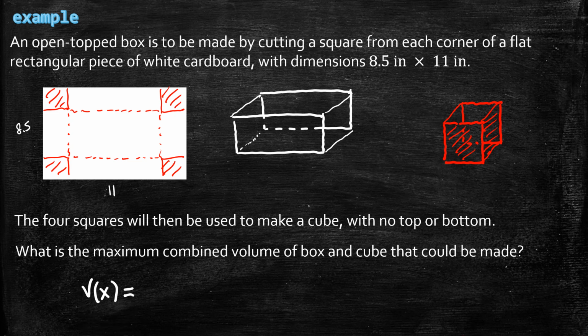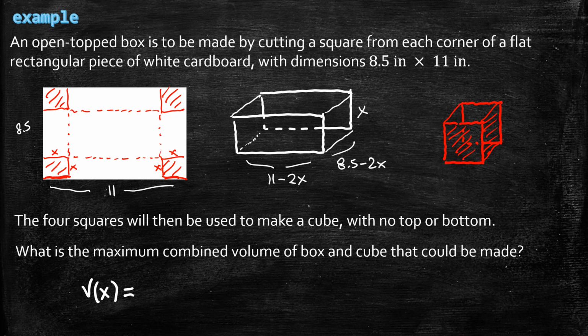So we need to define the combined volume of the 2 objects. Now, if this length is 11 and we are taking off, let's see, we need a variable if we need a function. So let's call the x the length of the side of the squares. We're taking off an x from this end, an x from that end, which is going to give us this length as being 11 minus 2x. Similarly, this length will be 8.5 minus 2x. And because we're folding it up by that amount, this must correspond to x.